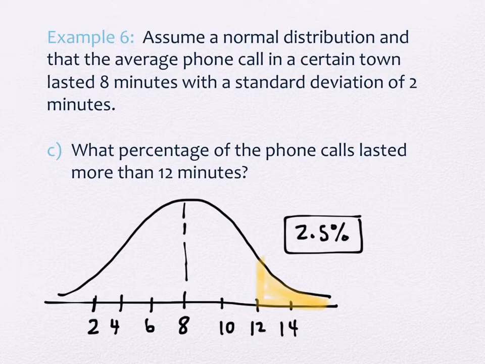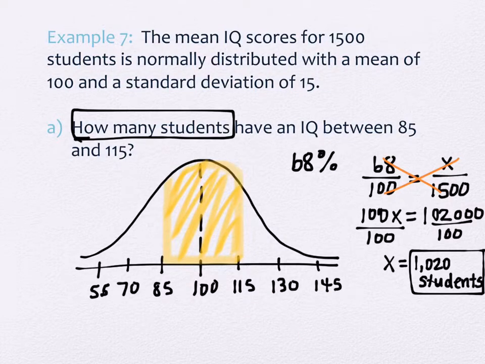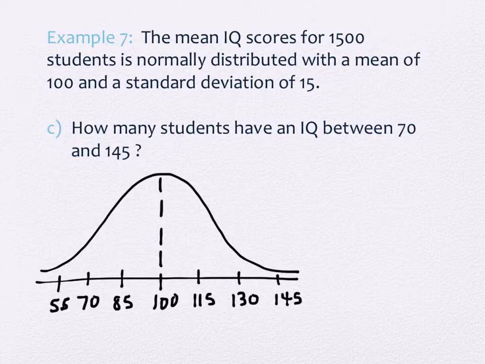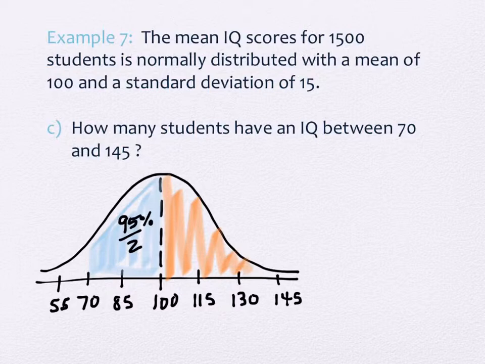And the example that we had taken a look at and stopped on was the one on part C. How many students have an IQ between 70 and 145? We looked at a couple of ways to do this. One of the ways, which is a really nice, clean way, is to consider there being two pieces of this area defined. So this area in particular would be the 95% divided by 2. And then the other portion of the area that we referenced would be over here out to 145, and this would be the 99.8% divided by 2.